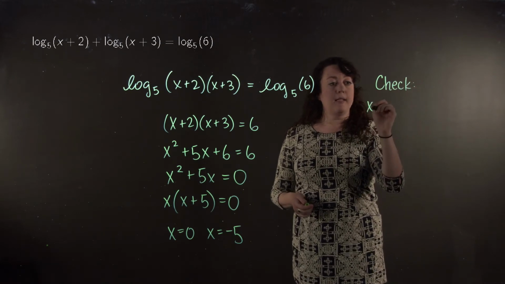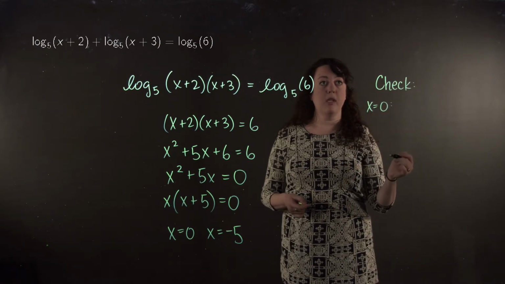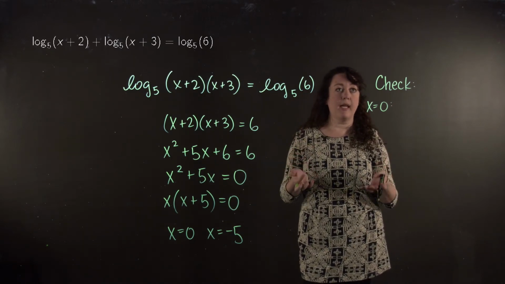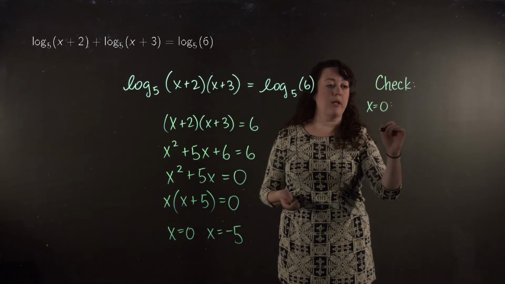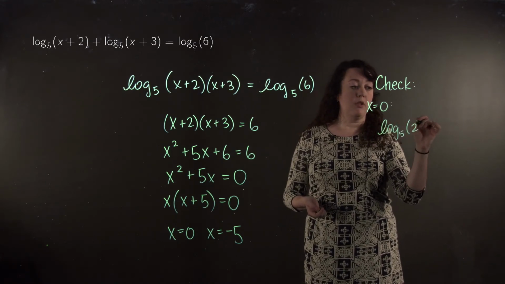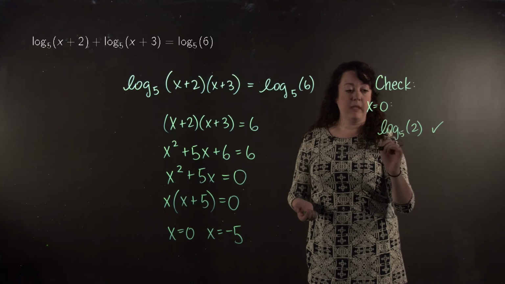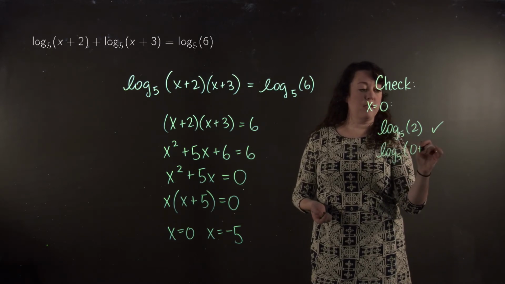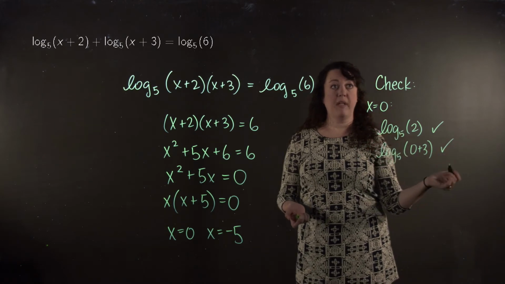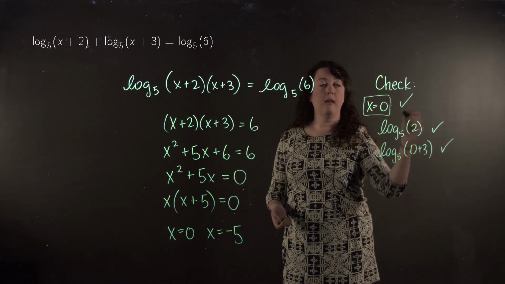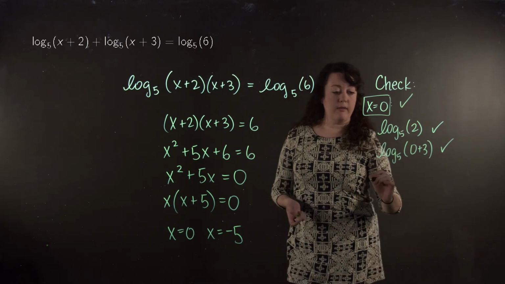If I check x equals 0, what I'm looking for is if I plug in 0, does the log turn into something I can't calculate? So on the first one, I'm trying to do log base 5 of 0 plus 2, which is 2. That's fine. What about log base 5 of 0 plus 3, which is 3? That's fine. Okay, so it looks like x equals 0 is okay. Let's check x equals negative 5.